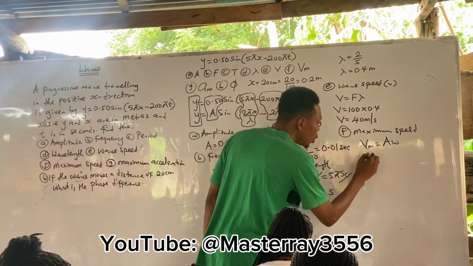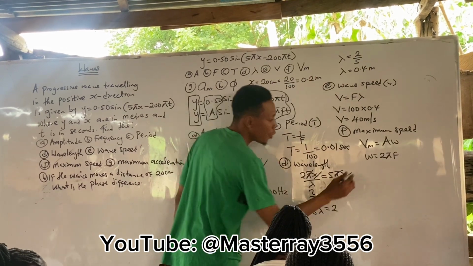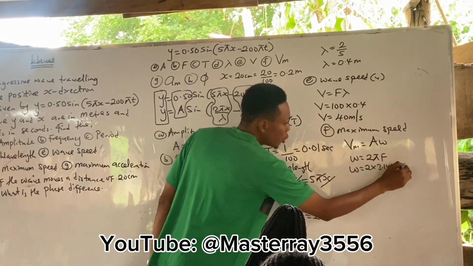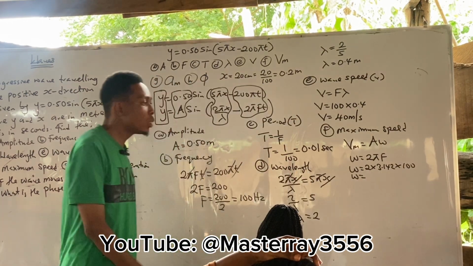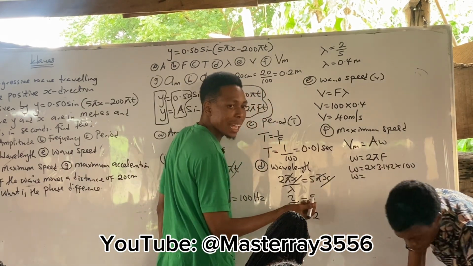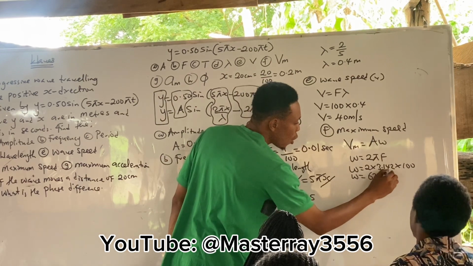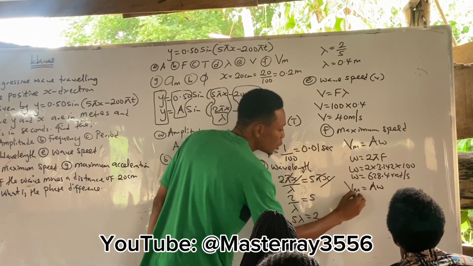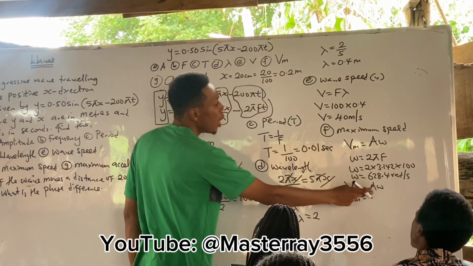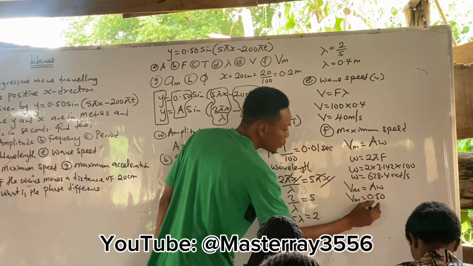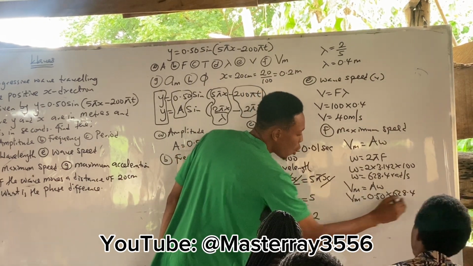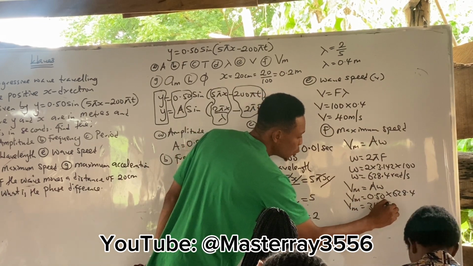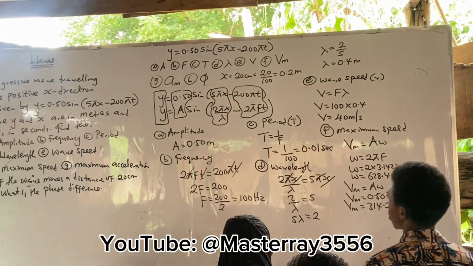To look for omega, which is W, W is equal to 2 pi F, is it not? So from there, our W will be equal to 2 times pi, which is 3.142, times the frequency 100. If you multiply that, what do you have? 628.4 rad per second. So from here, our V max will be equal to A W. So V max now will be equal to what's A? 0.50 times 628.4. If you multiply that, we have 314.2 meters per second.